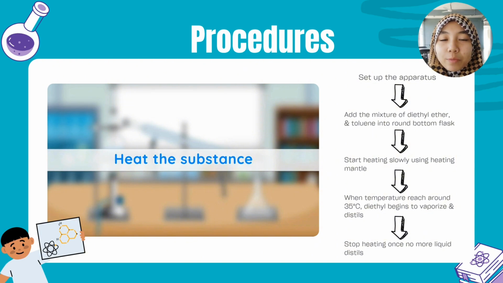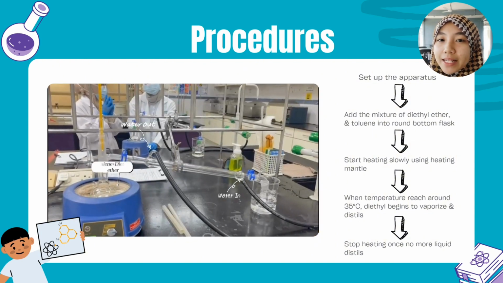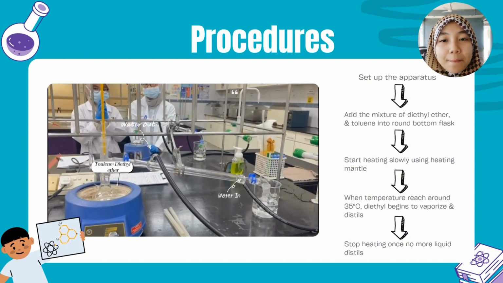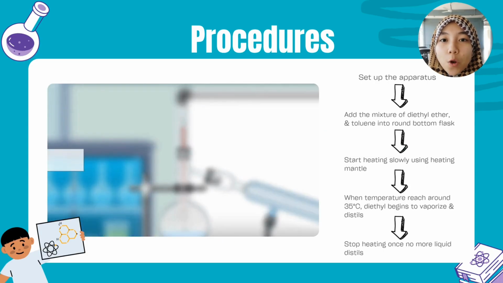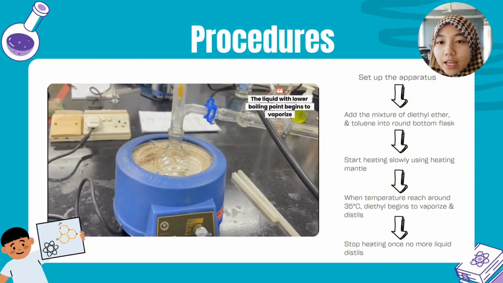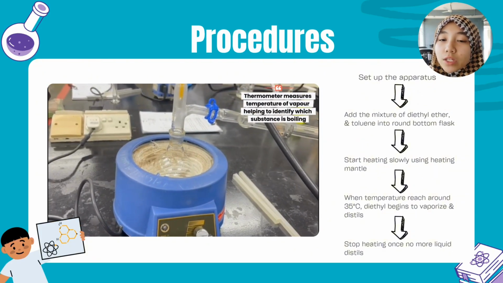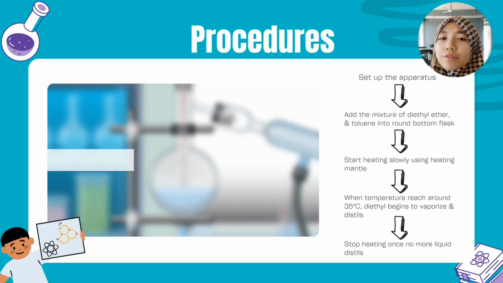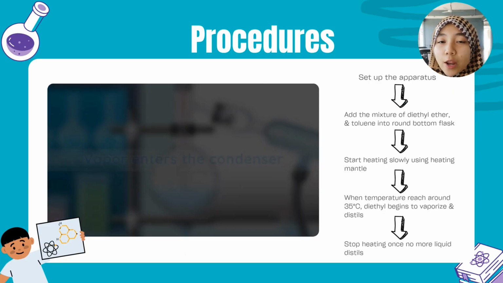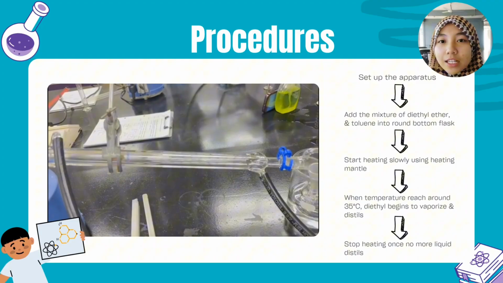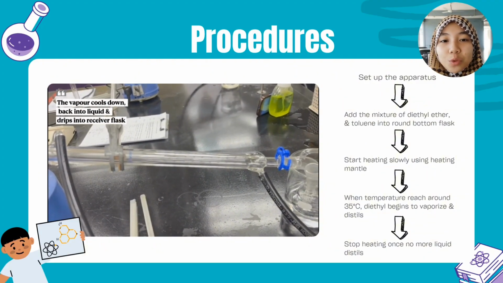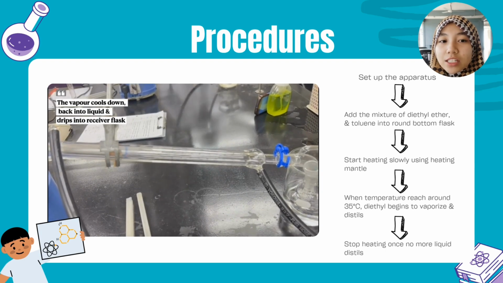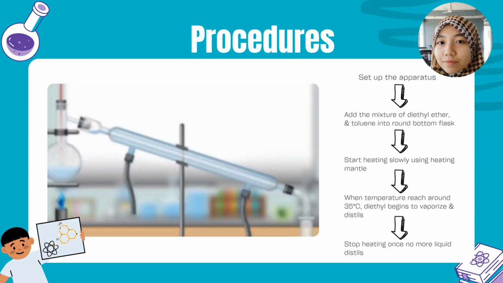The first step of the procedure is that the apparatus was assembled and the flask was placed in the heating mantle. The mixture of diethyl ether and toluene was poured into the round bottom flask, and then the mixture was heated slowly. The next step: diethyl ether, which has a lower boiling point of 35 Celsius, vaporized first and was collected as the first distillate. When the temperature increased to 110 Celsius, toluene started to vaporize and was collected as the second distillate.